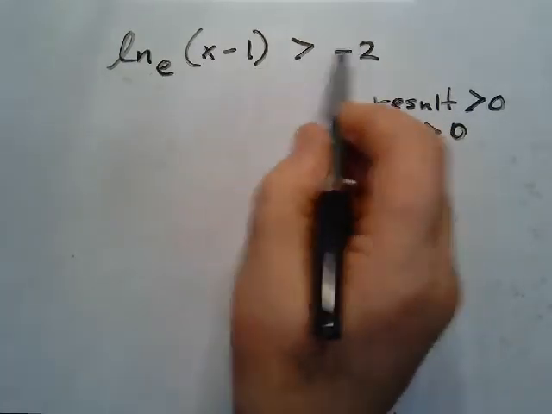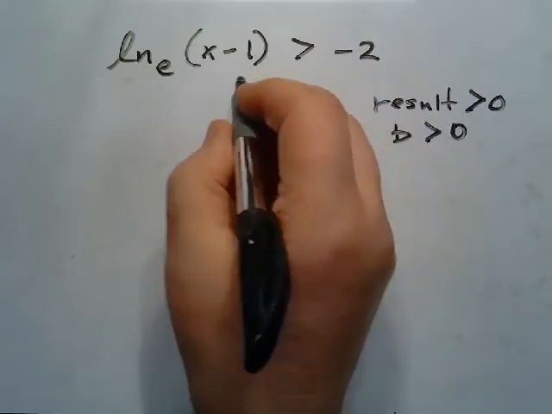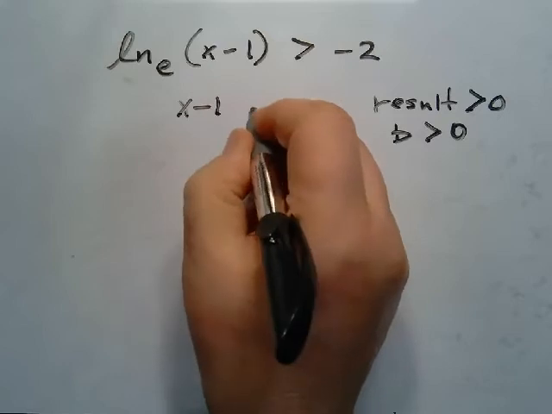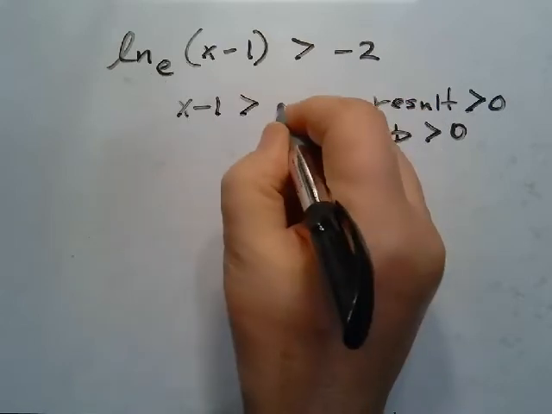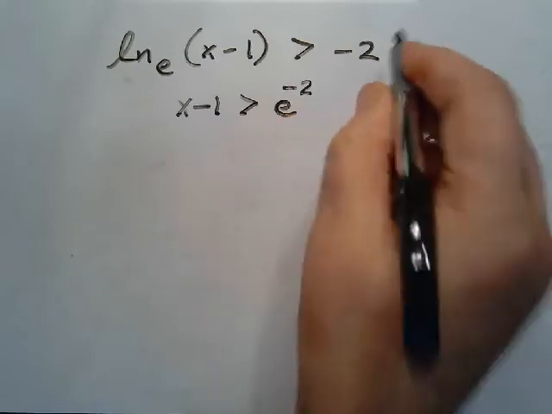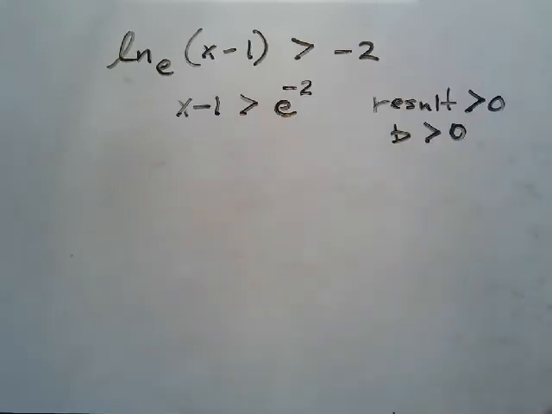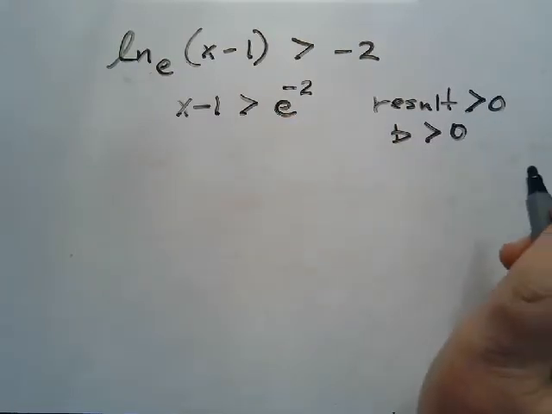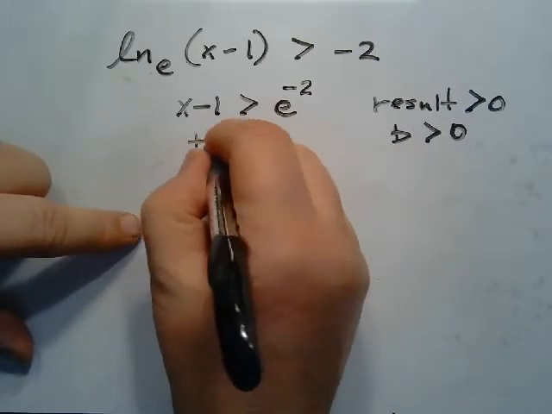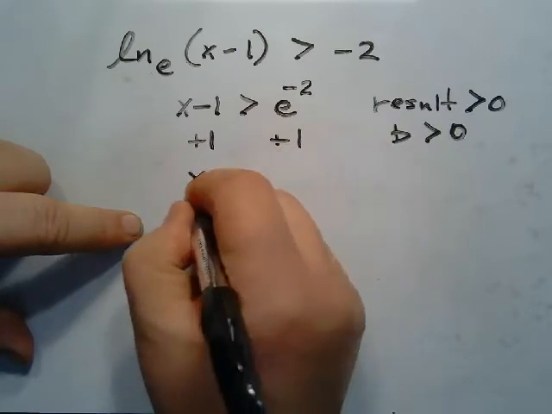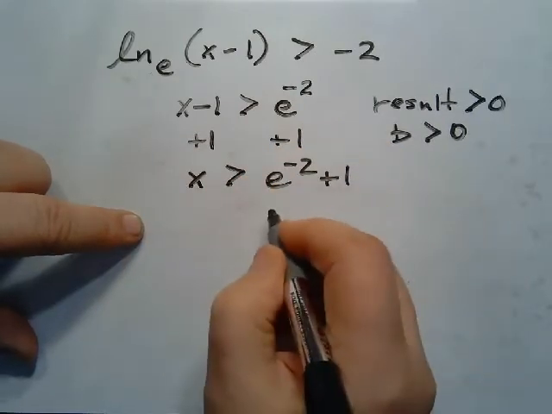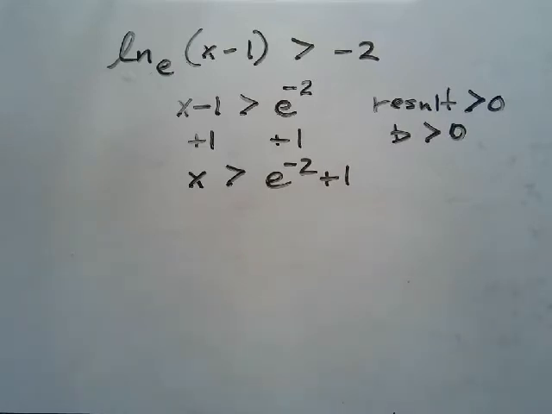All right, well, I'm going to turn this into exponential form by dragging the result down, throwing the base to the other side, and applying the exponent. By the way, exponents can be negative. It's the result that can't be negative and the base that can't be negative. Now to solve this for x, we're going to add 1 to both sides. X is greater than e to the negative 2 plus 1. Let's take a look at that on the calculator.